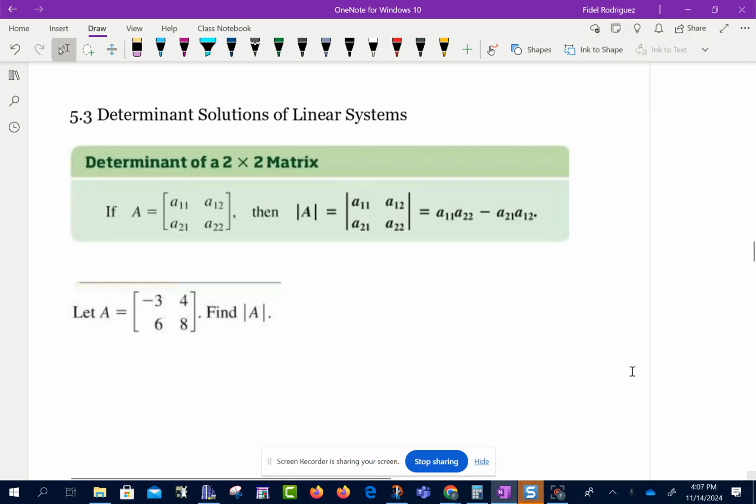All right. So, y'all, the next section that I have here, this is 5.3, and we're going to talk about something called determinant solutions of linear systems. And the first thing we're going to figure out how to find, y'all, is something called a determinant.